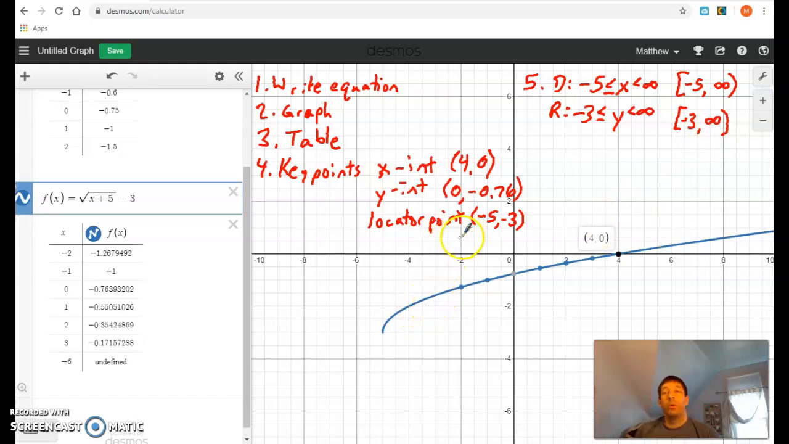Okay. So domain and range also is important, needs to be included anytime you're investigating a function. And then the last thing is asymptotes. Okay.